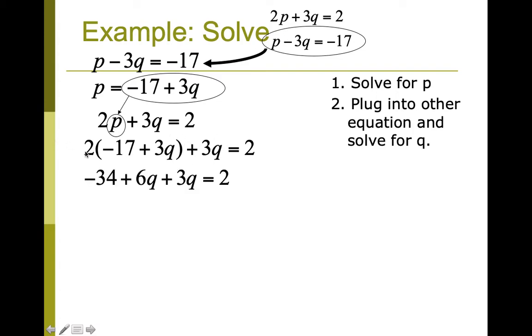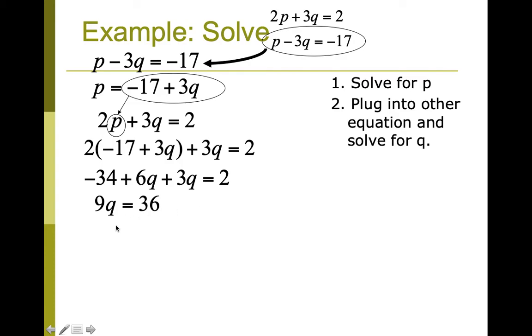Now I'm going to distribute. Let's say 2 times negative 17 and 2 times 3q. Well, 2 times negative 17 will be negative 34, and 2 times positive 3q is 6q. Plus the 3q equals 2. Now I can combine my like terms here. So when I do, I've got 9q, because 6 q's and 3 more q's, and then I add the 34 to both sides to get rid of it on this side, because what I want at the end is q equals a number. So now what I have is 9q equals 36 after I add the 34 to both sides.